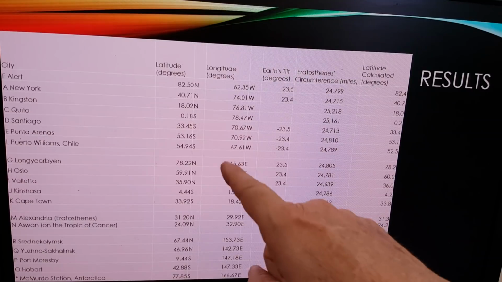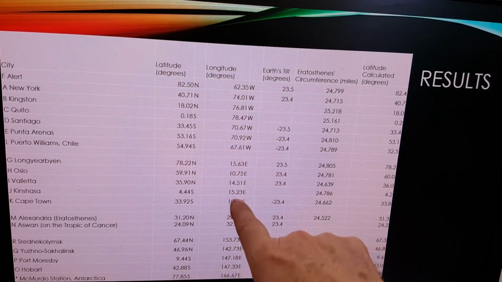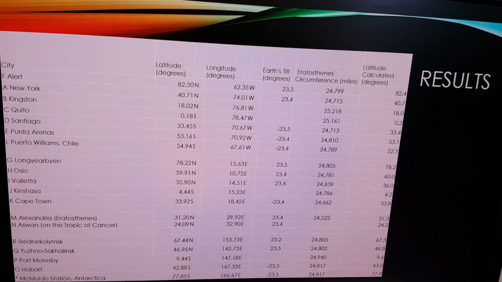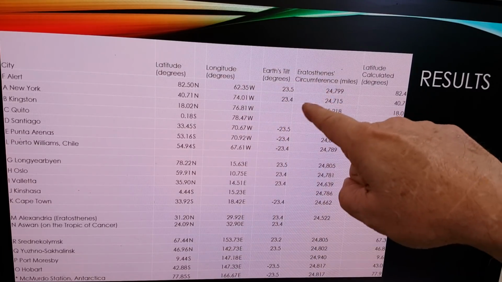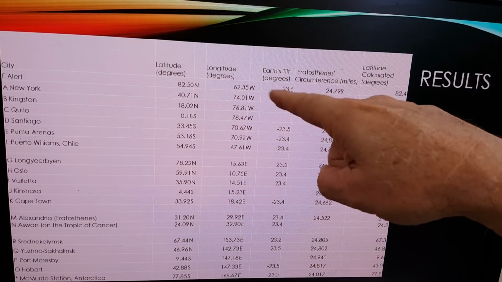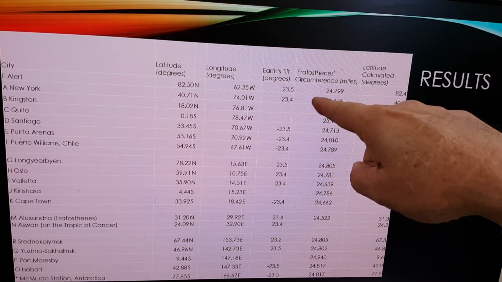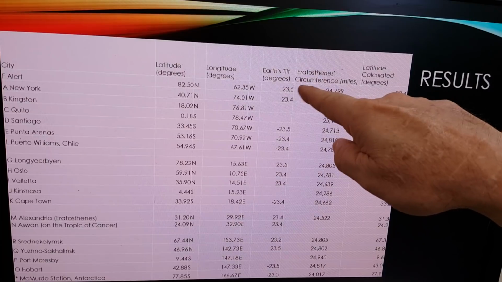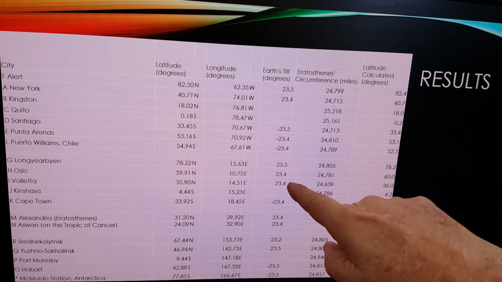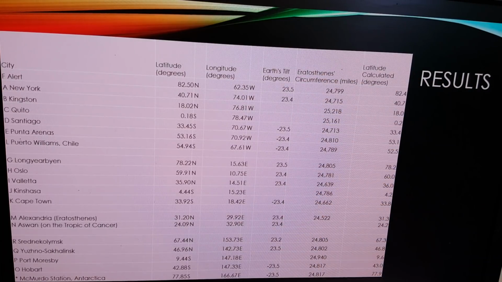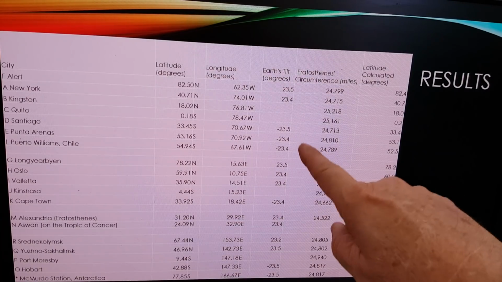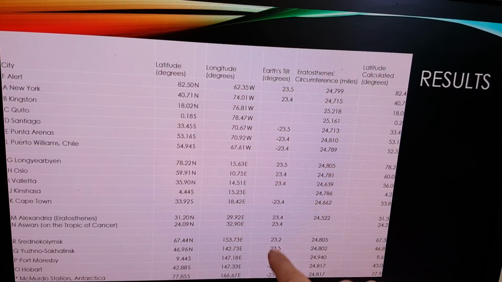So again, these are the latitude, longitude that we looked up for each city. This is the Earth's tilt that we calculated. I showed you the calculation, and you can see clearly that it's 23.5, 23.4 all the way down. And you remember that I said the negative numbers are in the southern hemisphere. And you can see that as well.